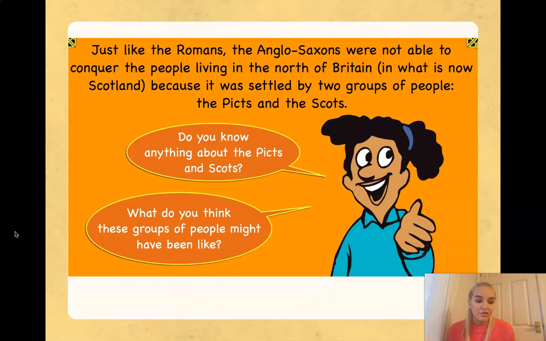And it was settled by two groups of people, the Picts and the Scots. Now, we've heard about those groups of people before when we were looking at the wall that the Romans built, that Emperor Hadrian ordered them to build. Do you remember the wall? Hadrian's Wall, well done. So they built Hadrian's Wall to keep the Scots and the Picts out, didn't they, the Romans? And that's where they settled. They settled in what is now Scotland.